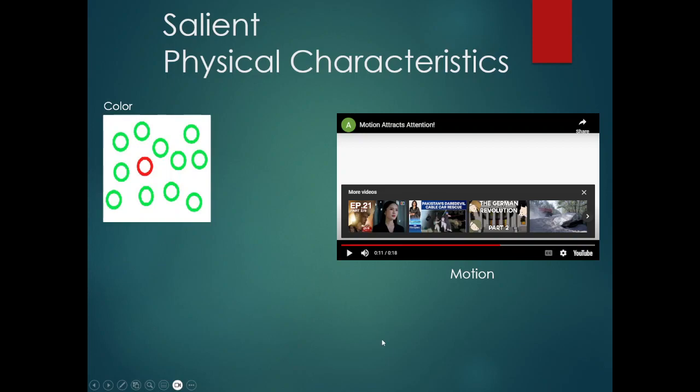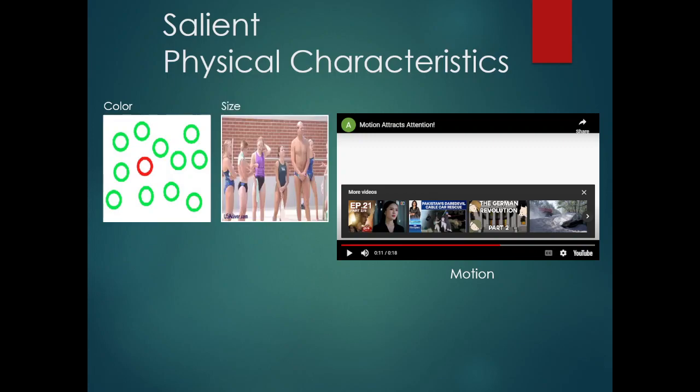Another salient characteristic would be the color of something, particularly if you have a color that is different from everything else so that it's standing out. A red circle in a field of green circles is certainly the more salient of the circles, right? It's going to pull our attention because it's the one that's different. And so a lot of times when presented with stimuli, the thing that is a different color will make us say, what's that?